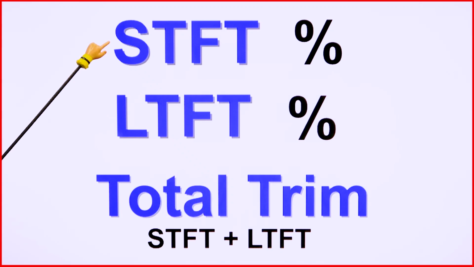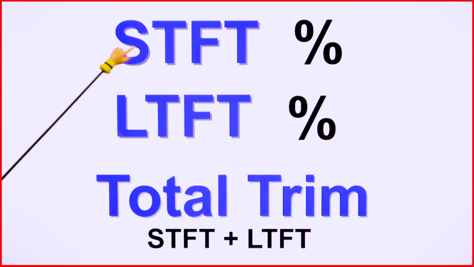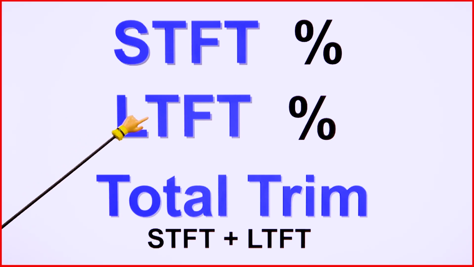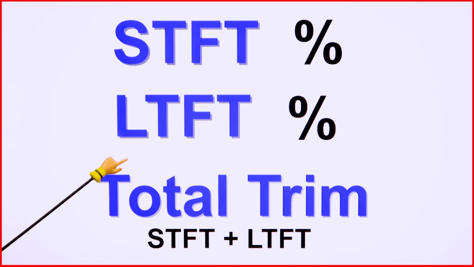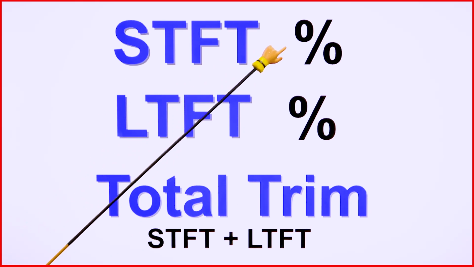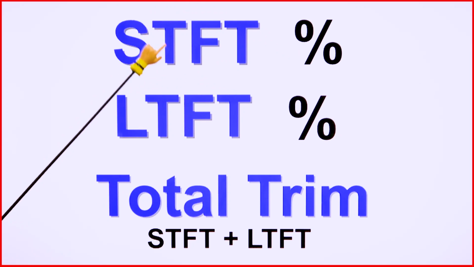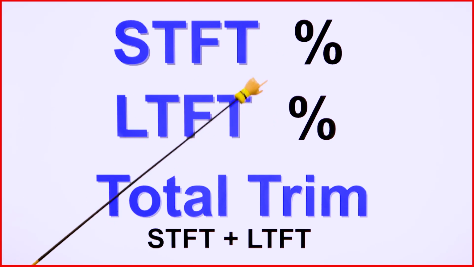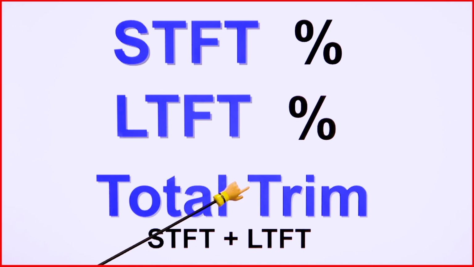So in the generic world, we've got short-term fuel trim, our immediate correction, and we've got long-term fuel trim, which is going to be our much slower learned value. And we add them together to get the total trim. So let's say I've got negative 3% on my short-term, and I've got a positive 10% on my long-term. I'm looking at a total trim of approximately 7%. Now, I just did that math here in my head. You can double check on the calculator and make sure I did that right.